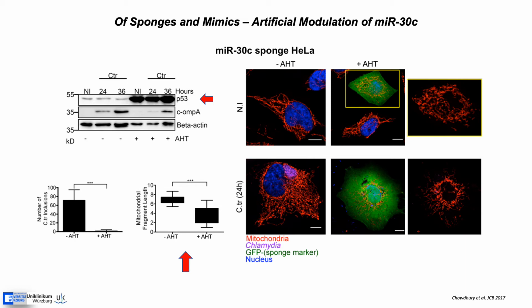As you can see, chlamydial development was severely affected under these conditions, which was evaluated by quantifying chlamydial OMP-A protein and counting chlamydial inclusion bodies. Strong downregulation of chlamydial growth was observed under microRNA 30C silencing conditions.